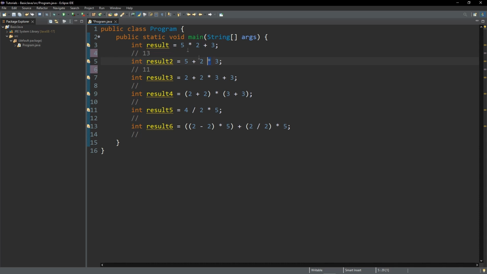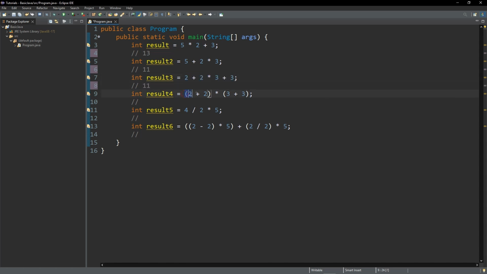Just by flipping around a couple symbols. It's not that easy at first, but once you get used to it, you got used to it. Okay? 2 plus 2 times 3 plus 3. The answer to this one is multiplication first. So you make sure to do 2 times 3 first. That's 6. Then you add 2. So 2 plus 6 is 8. And plus 3 is 11.